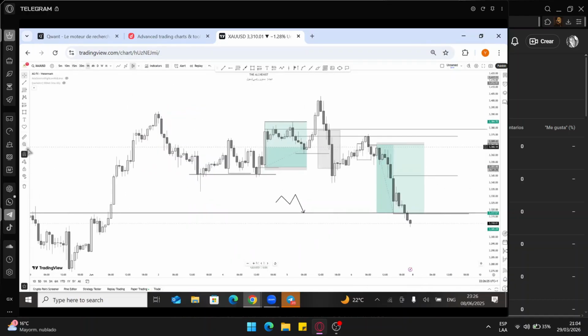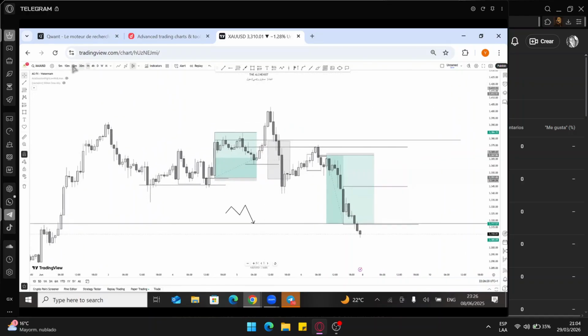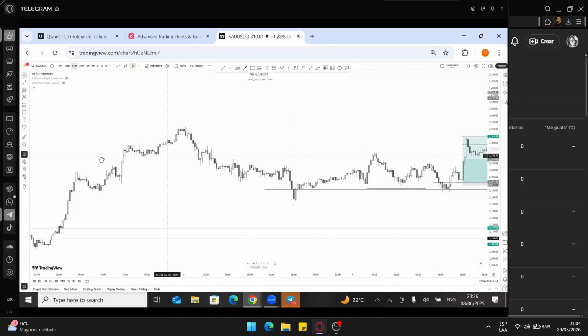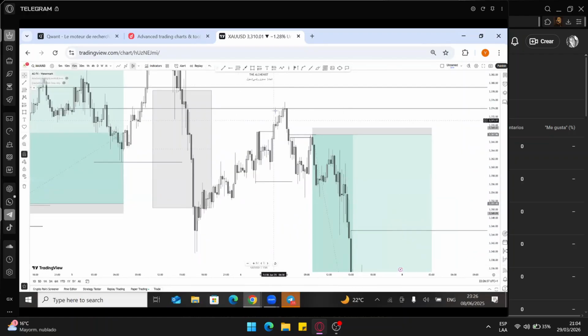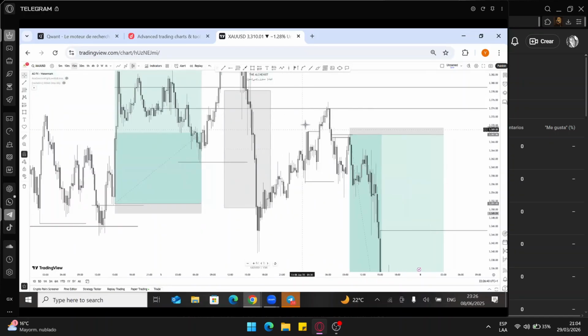So let's go 1 hour. If it's not clear on 1 hour, we'll check 15 minutes. Let's check 15 minutes. All right, on 15 minutes, where did the price tap? Again, the same structure we saw on the H4 time frame, we're having it here. We have a sweep, we have a break of structure. We even have two break of structures.